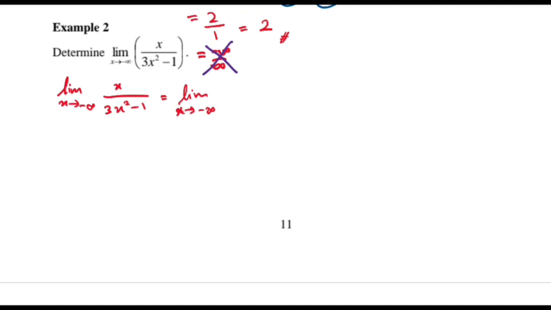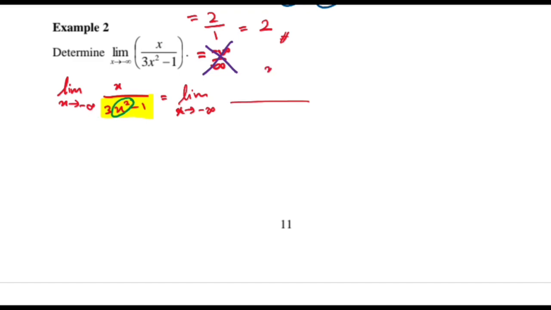What is the highest degree of the denominator? Look at the x with the highest power at the denominator. So the highest power of x at the denominator is x power 2. Ignore the number 3 in front because we just focus on the x.